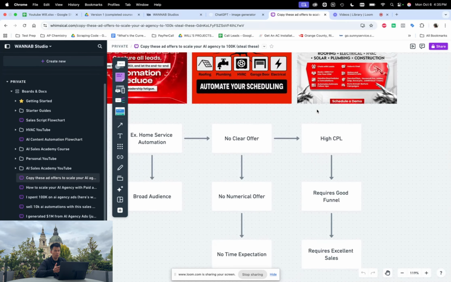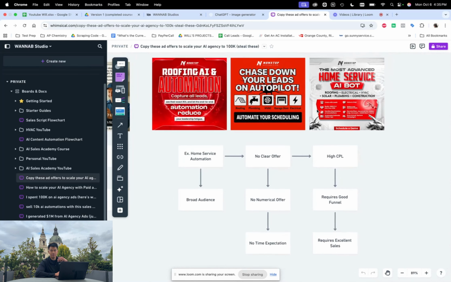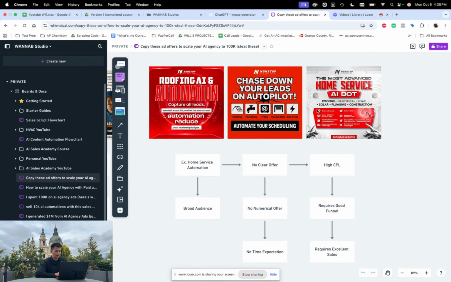The goal of the funnel is to pre-qualify and pre-handle objections. But if you don't have a clear offer, they're not even going to reach your funnel to begin with, right?